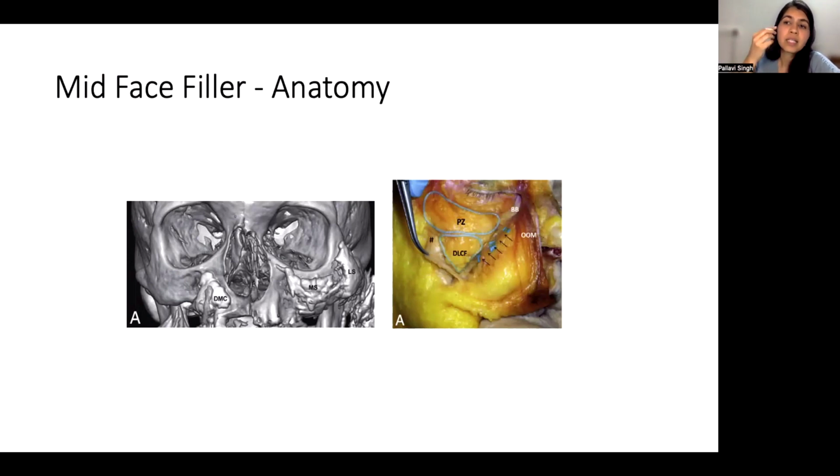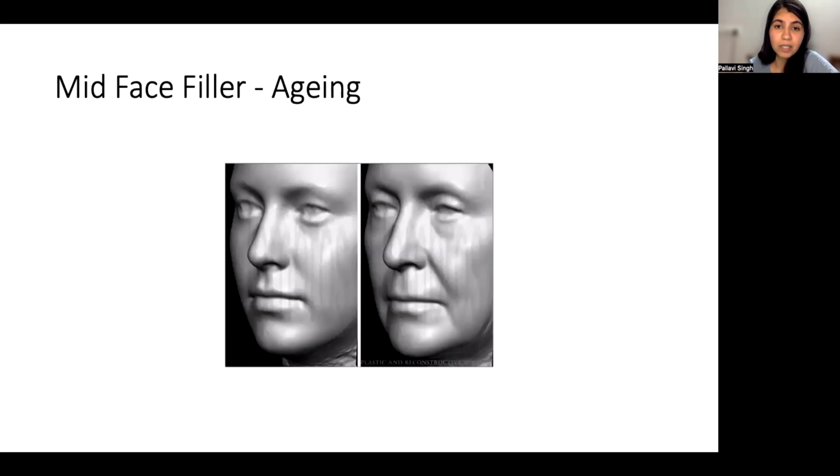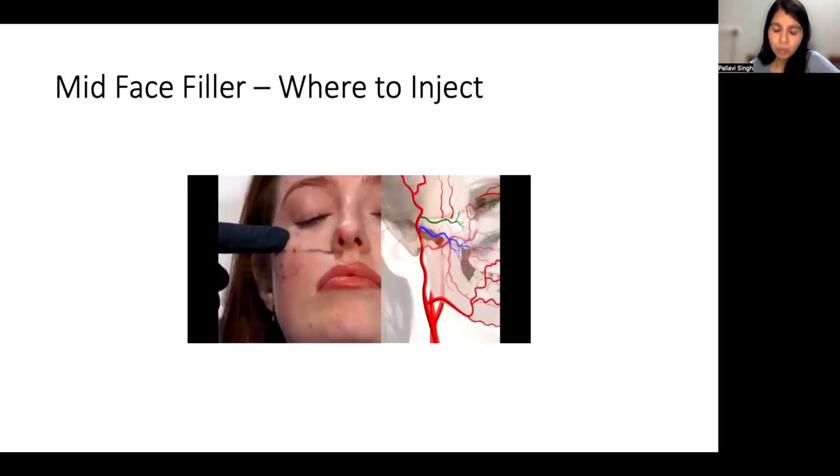You have the deep lateral cheek fat pad, and medial to that you have the medial fat pad, which has a superficial layer and a deep layer. So just understanding the anatomy is important because we want to revolumize these fat pads. And what happens with age is as they lose volume, your cheeks tend to sag down, the nasolabial folds become more prominent. So that is the thing that we want to reverse or correct.